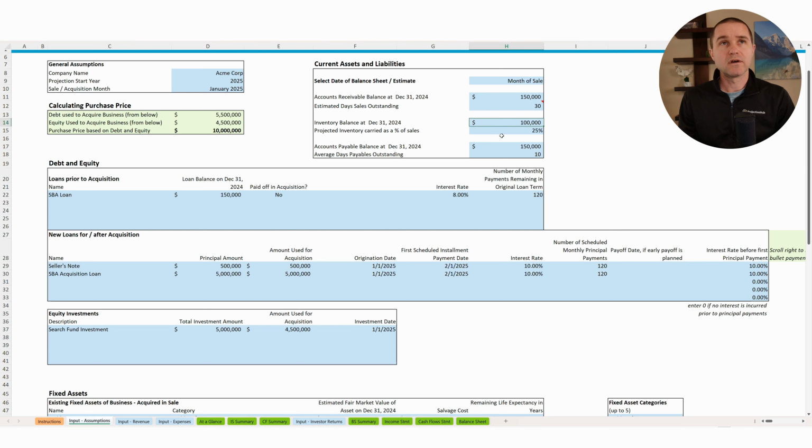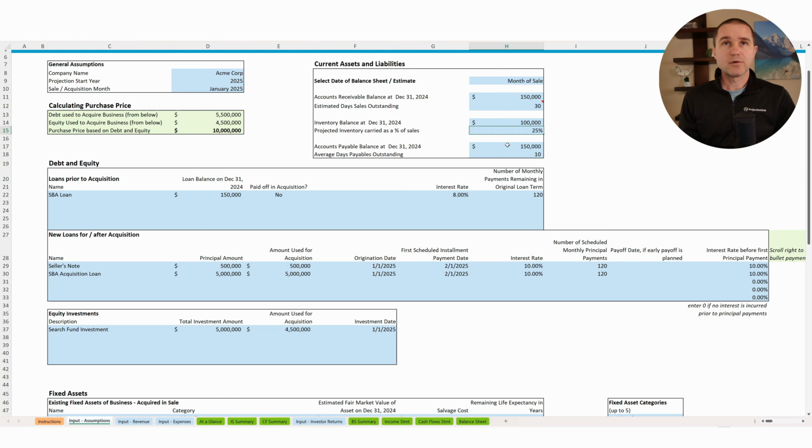Your inventory balance, you can put an inventory balance as of the acquisition date. You can also put in a projected inventory carried as a percentage of sales. So what this does is, if your business has inventory, your inventory is likely to follow your sales. So if sales double, the inventory you have on hand is likely to double, right? And so by saying inventory carried as a percentage of sales stays at 25%, that means as sales grow or decrease, inventory held on hand would increase or decrease as well.